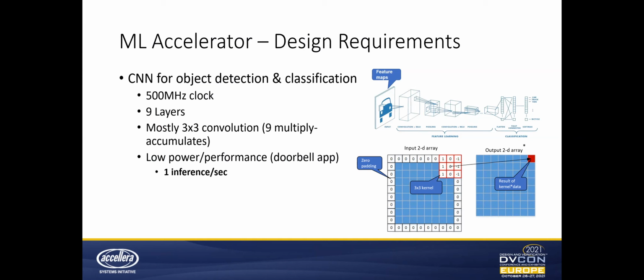It was designed to run on a 500 megahertz system clock, running through 9 layers. Most of the computation and memory traffic stems from using a 3x3 convolution layer, which works out to 9 multiply and accumulates, and that works out to a total of 3.5 billion MACs per inference. Control and status, feature map data, as well as kernel weight data come from AXI interfaces. And this is intended to be a relatively low power, low performance design intended for a Ring doorbell type application. And we're only producing 1 inference per second.